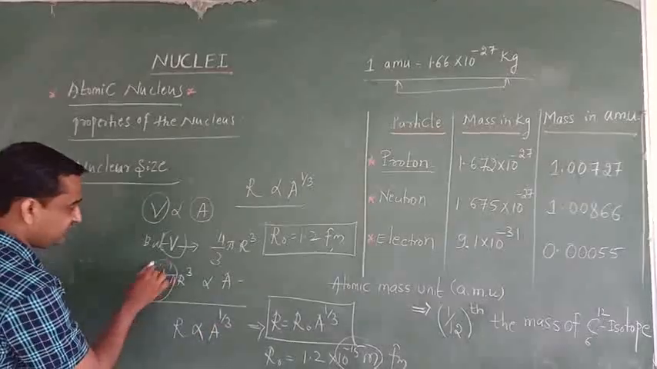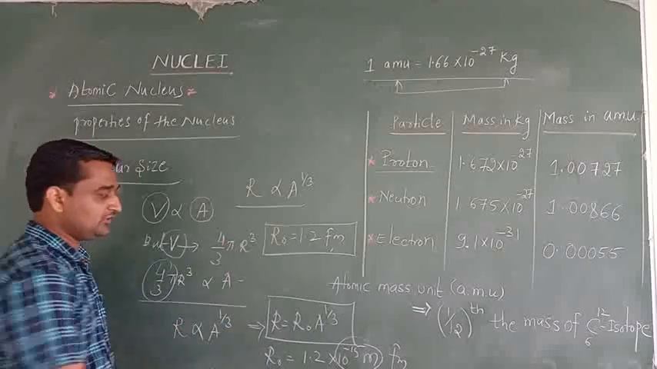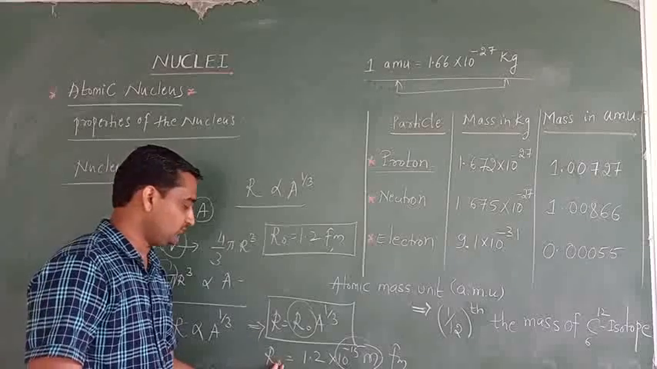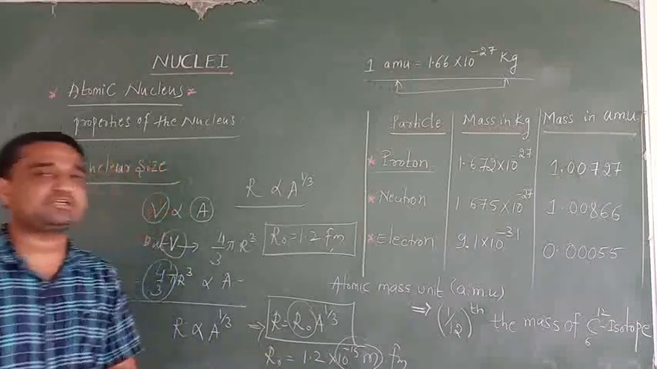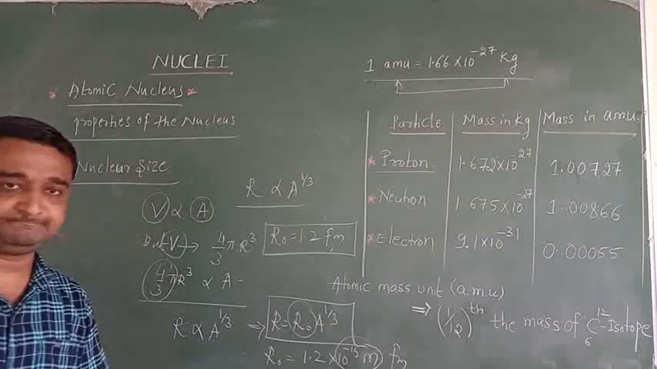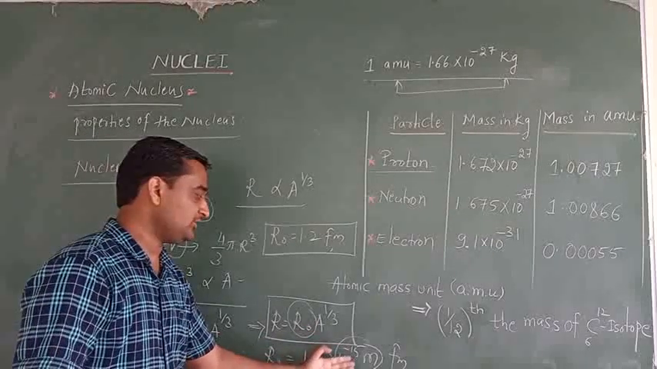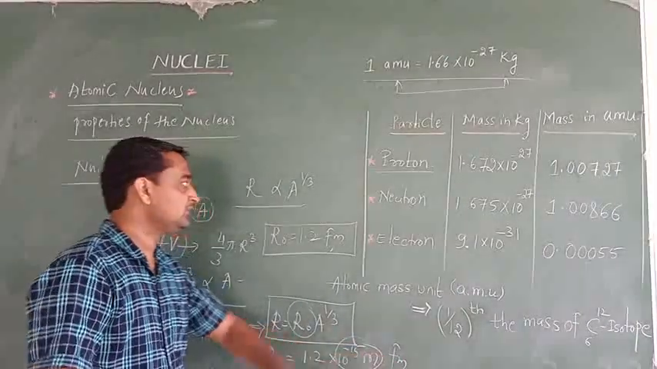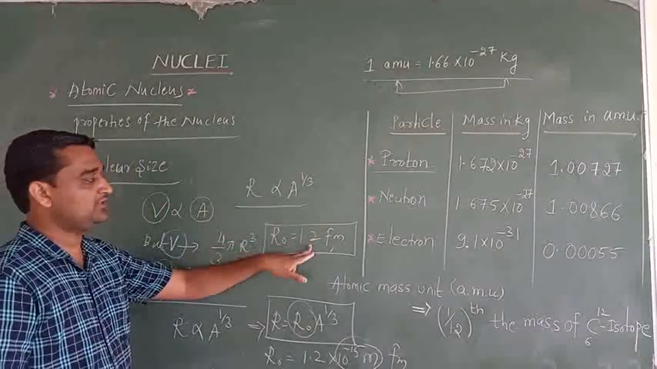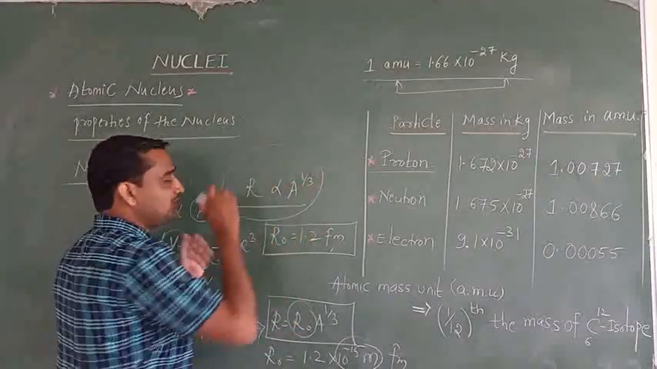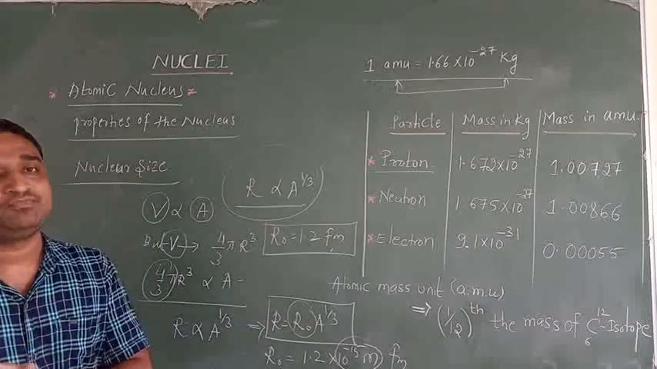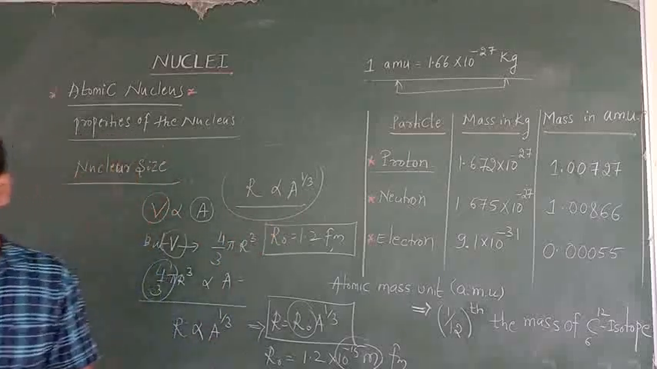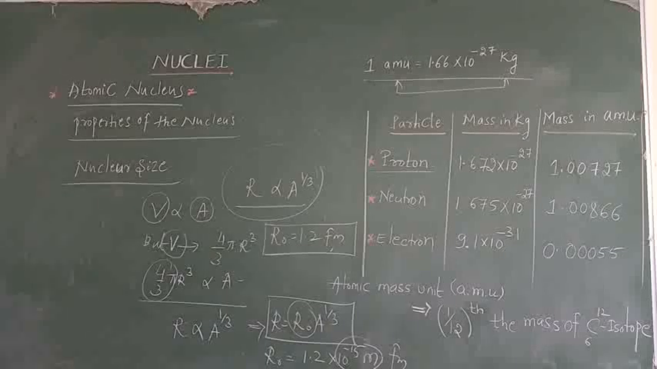So with this constant, one more proportionality constant R naught, the value is R naught equal to 1.2 into 10 to the power minus 15 meter. 10 to the power minus 15 meter means a Fermi, right? Therefore R naught value is 1.2 Fermi. So how the radius of the nucleus is related to the atomic mass number, you have to give the answer as R is directly proportional to A to the power 1 by 3.